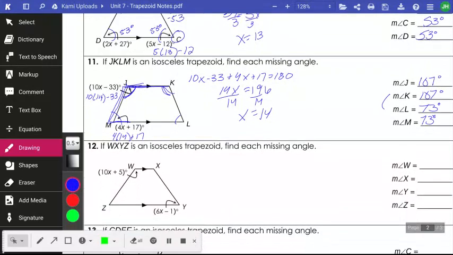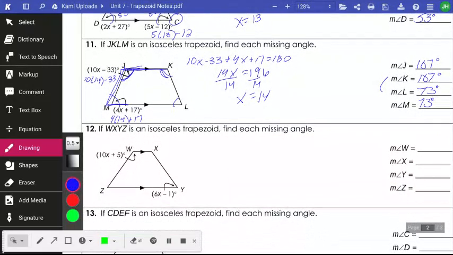On to number 12, another isosceles trapezoid. As in the property above, it said that the opposite angles are also supplementary. So I know that if I add these together, opposite meaning across from each other, not connecting any sides, 10x plus 5 and 6x minus 1 is equal to 180.